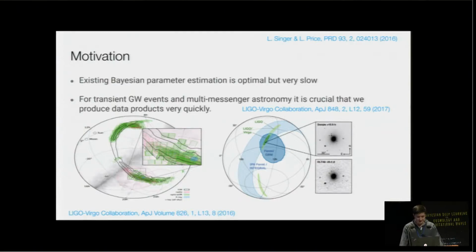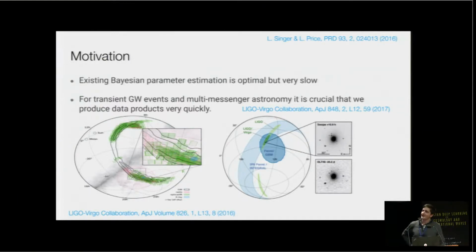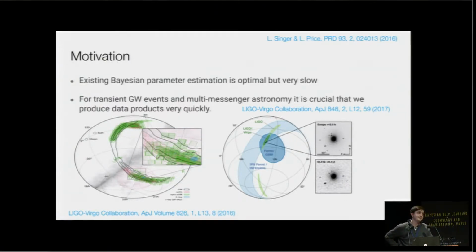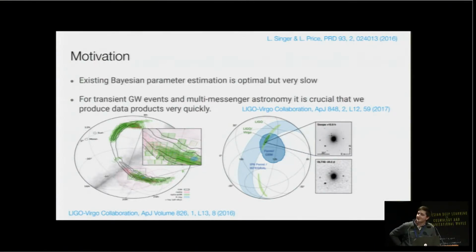So motivation. Once you detect a signal, you want to try and get some of the physics out of that signal from a gravitational wave. You want to try and extract some information on the source parameters of that signal. So for example, the masses, how far away it was, et cetera. Currently in LIGO, the way that we normally do this is using something known as Bayesian inference that you're all probably very familiar with now. And also, as most of you know, Bayesian inference is the optimal way to do this, but it's very slow.